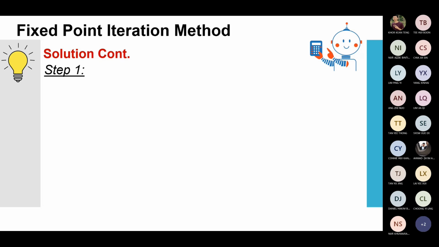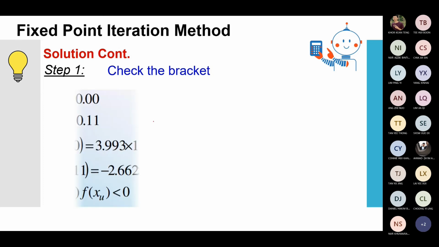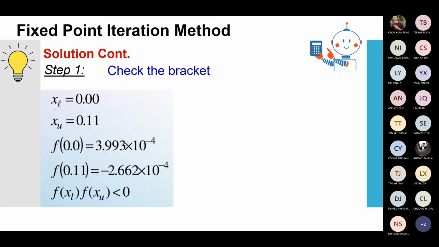So step 1, what you need to do is check that bracket first. Once we substitute the value, as I said earlier, into that function, we know that the product is less than 0. So when you multiply this value with this, we get less than 0. That means we are going in the right direction. So we already start to execute that iterative process.